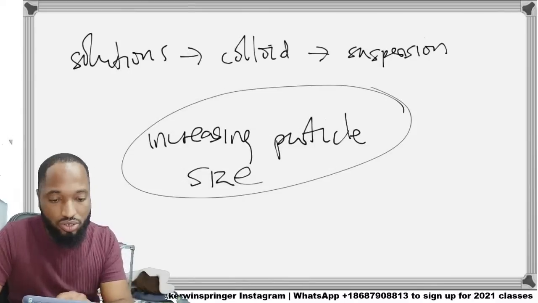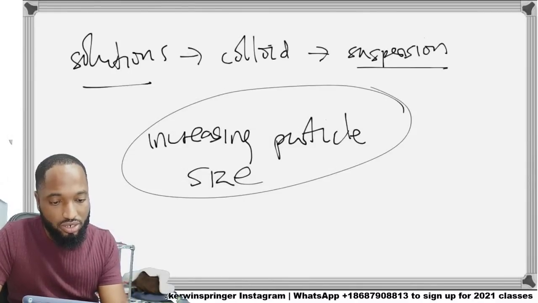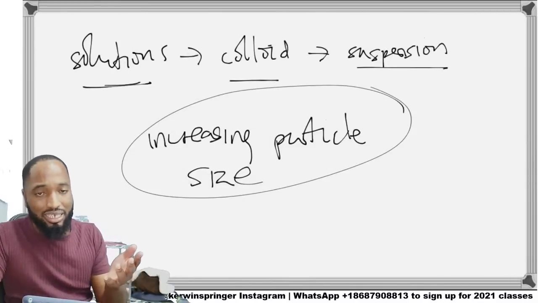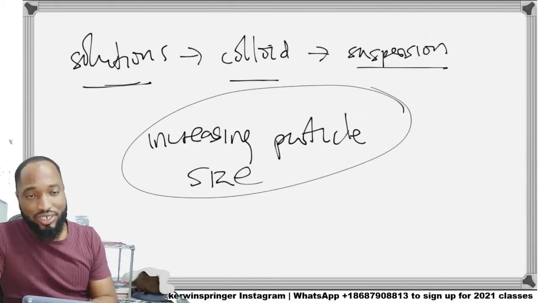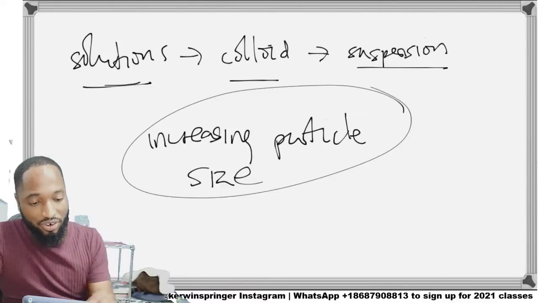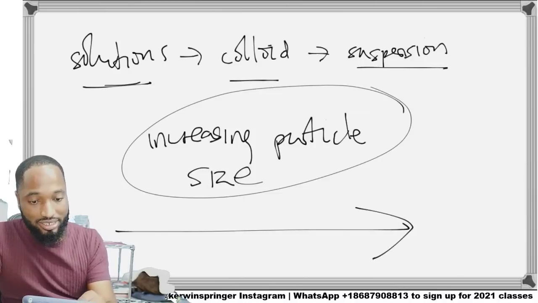Suspension, colloid, solution. It's the same thing, you just go from the opposite direction. But if you're going by increasing particle size, this is the smallest.